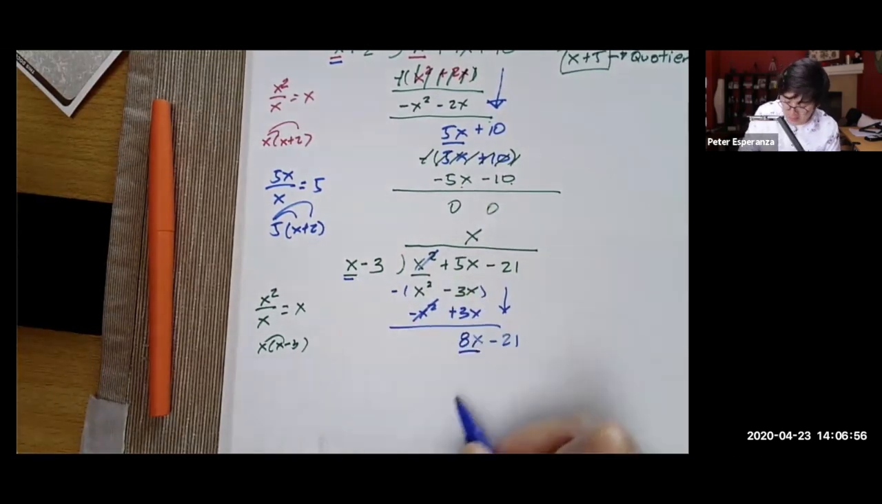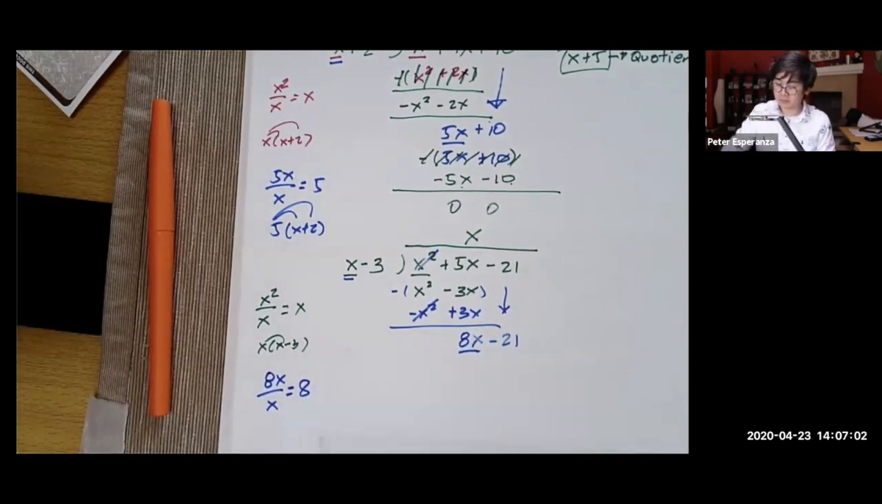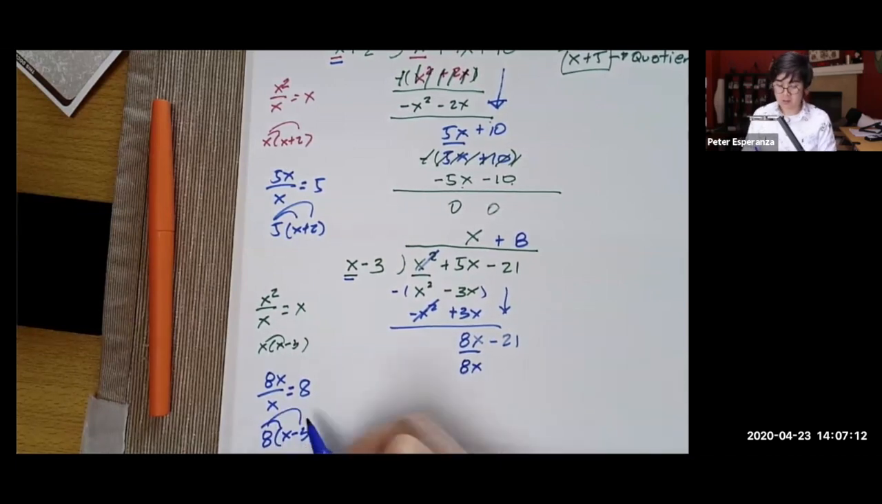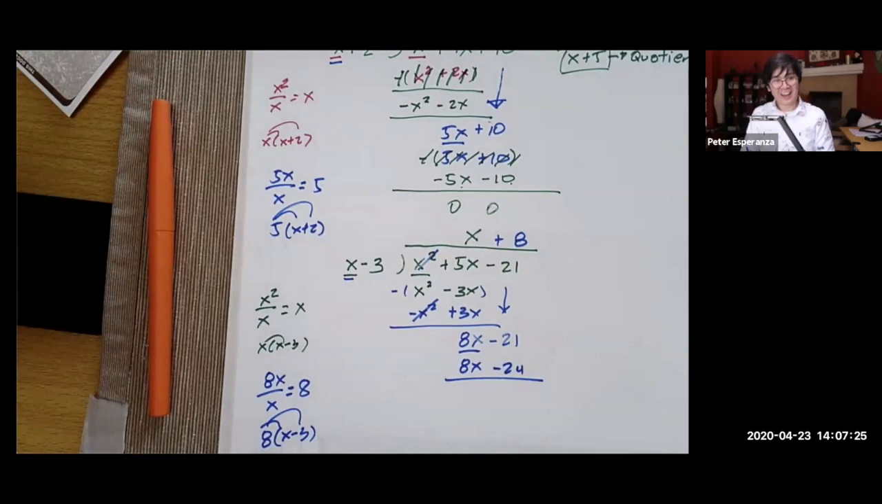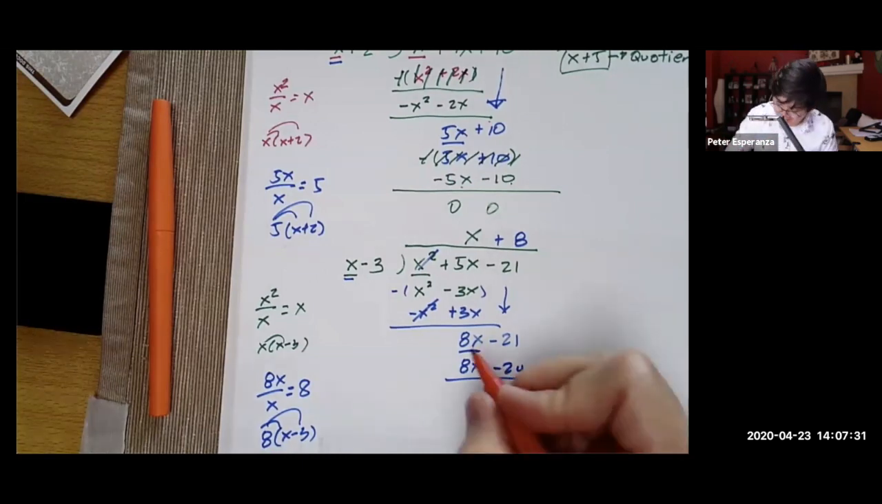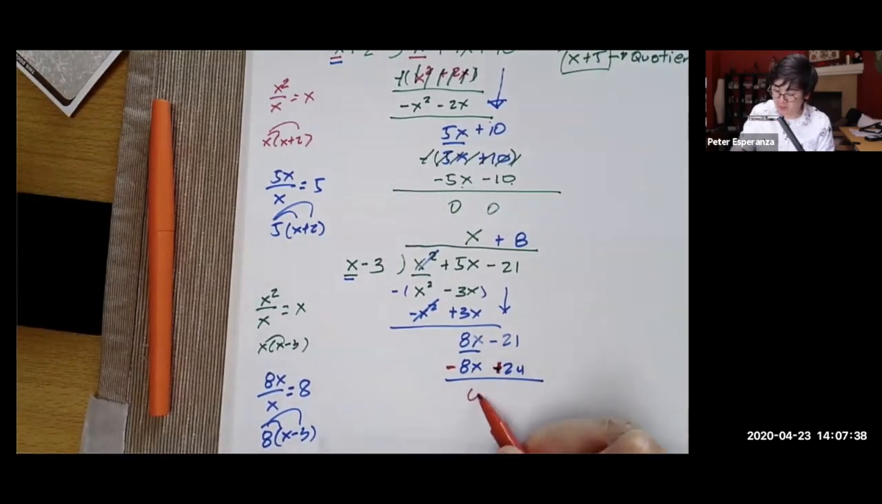this and this. So I'll have 8x all over x, which gives me 8, positive. And then I will multiply 8 with x minus 3. 8x, 24? Is it 24? Minus 24, right? And then I'm going to subtract it. So this becomes negative and this becomes positive. Okay, 8x minus 8x is 0. Negative 21 plus 24 is positive 3.